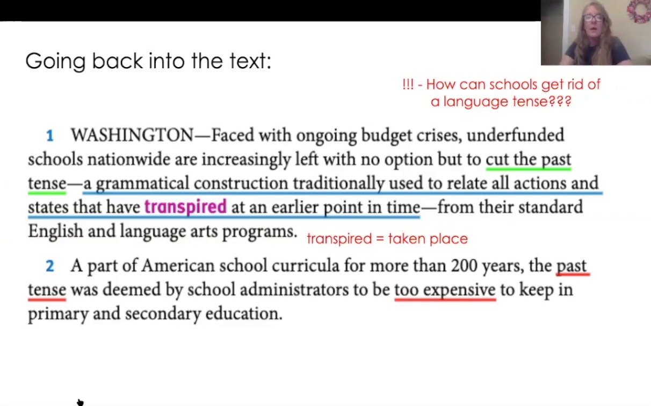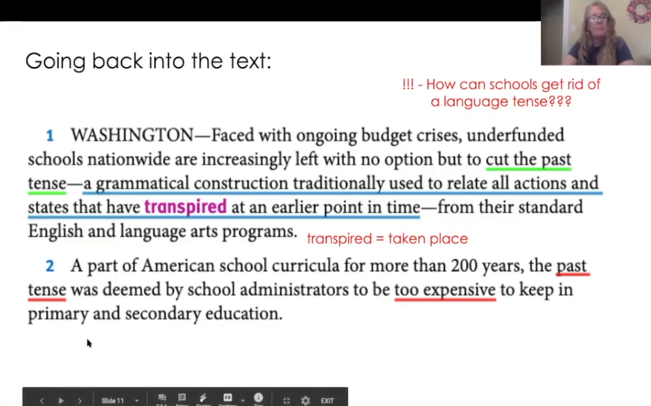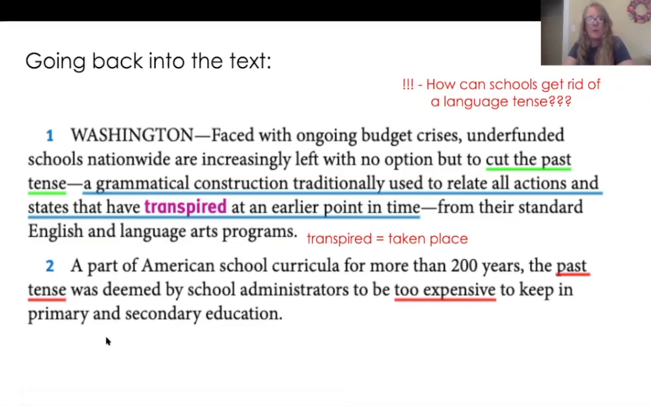Makes sense. The last thing in paragraph 2 is, again, the past tense is underlined, and then I've got "too expensive." Well, we don't pay to use the past tense. So I think that's some satire, right? That's haha, like we don't pay to use language. So that is part of what creates the satire.